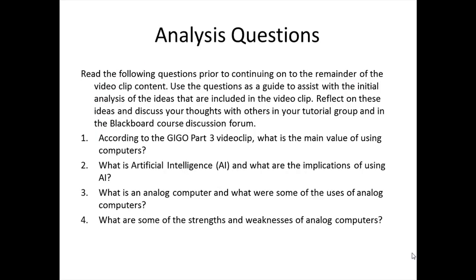The analysis questions are: number one, according to the GIGO Part 3 video clip, what is the main value of using computers? Number two, what is artificial intelligence, or AI, and what are the implications of using AI? Number three, what is an analog computer, and what were some of the uses of analog computers? Number four, what are some of the strengths and weaknesses of analog computers?